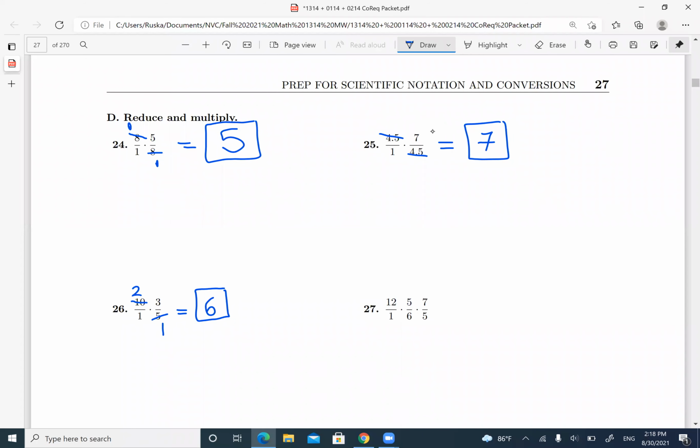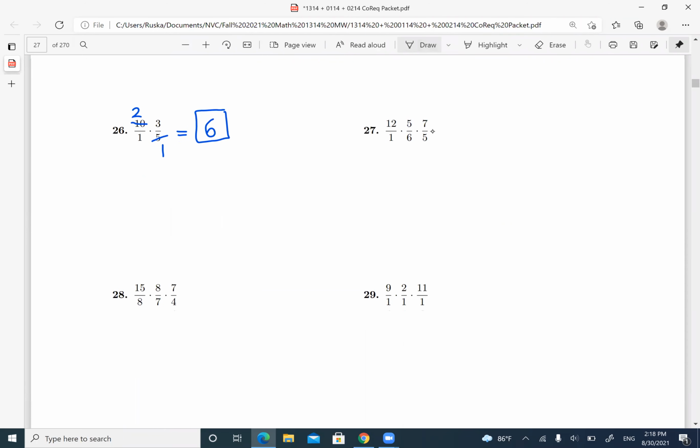Okay, let's look at number 27. Tell me what I'm going to reduce here first. 12 and 6, that's right. So I'm going to divide by 6, right? So it's going to be 1 and 2. What else? 5 and 5, good job. So I'm going to divide 5 and 5, they cancel out. And what is left? 2 times 7. What is 2 times 7? I'm just going to write it to show some work. 14. Yes. Okay. So that's how you do that.